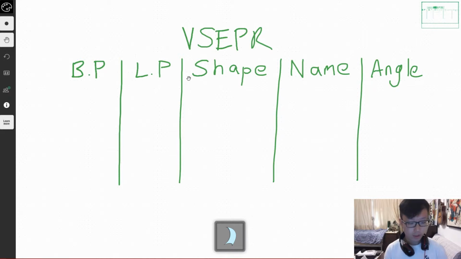A bonding pair is when two electrons are shared between two atoms and are responsible for a bond, like a covalent or an ionic bond. And a lone pair is two electrons that only belong to a single atom and are not used for any kind of bonding. Okay, so we start off with a simple shape with two bonding pairs and 0 lone pairs.